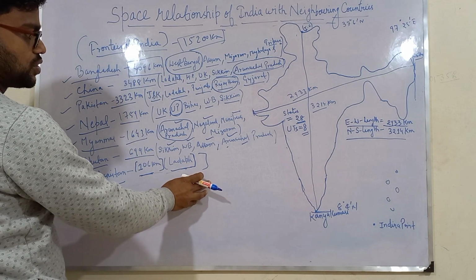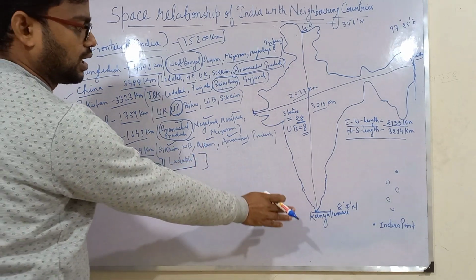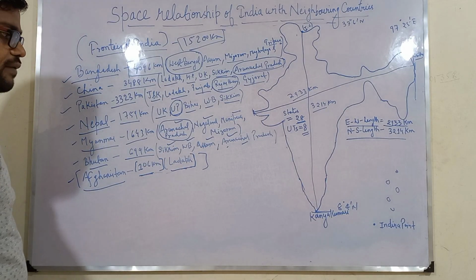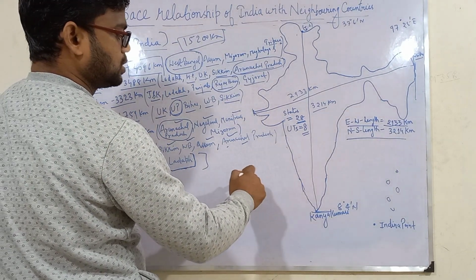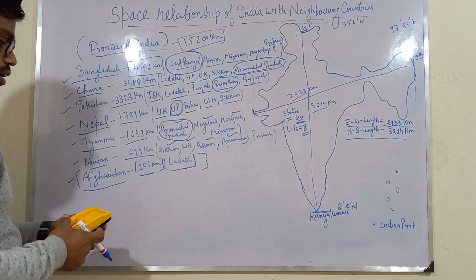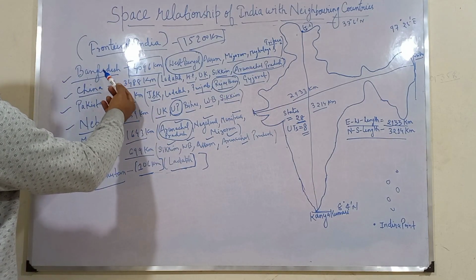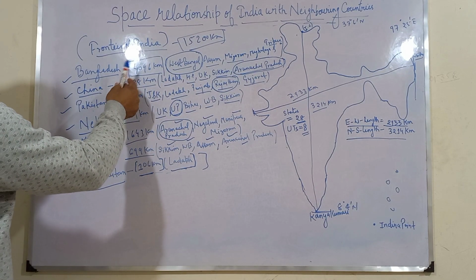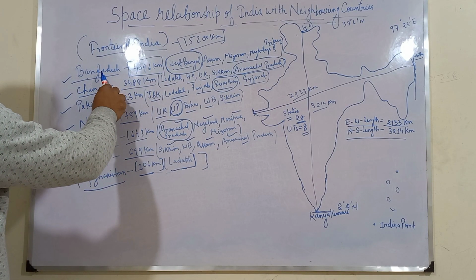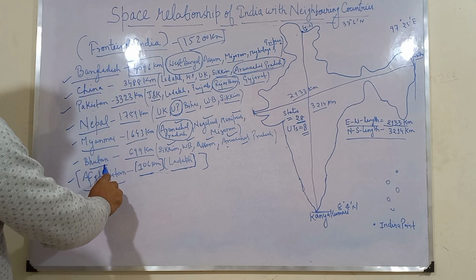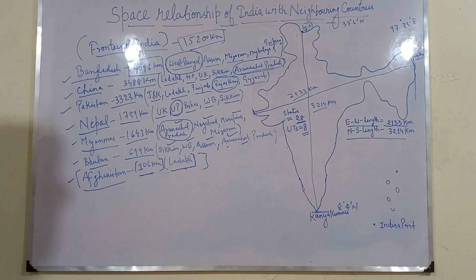Remember that India doesn't share its land boundary with Sri Lanka and Maldives. So in objective type questions, you may be asked which of the following countries doesn't share a land boundary with India, and then you must remember these names. The countries sharing a boundary with India are Bangladesh, China, Pakistan, Nepal, Myanmar, Bhutan, and Afghanistan. These are the countries having land boundaries with India.